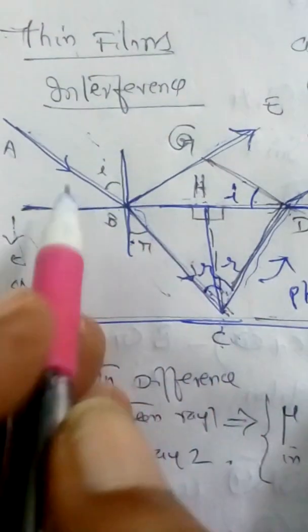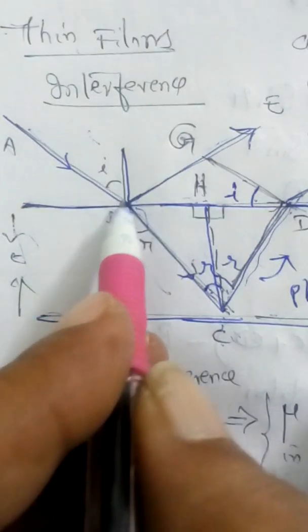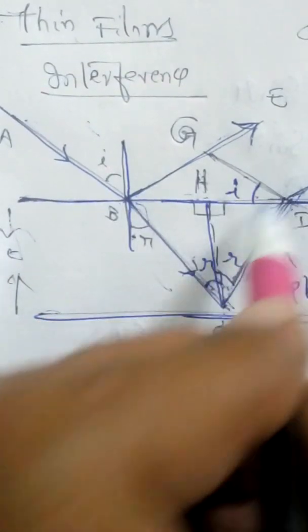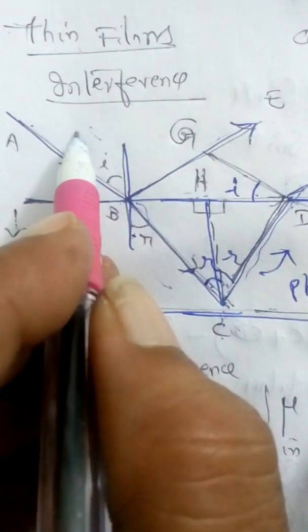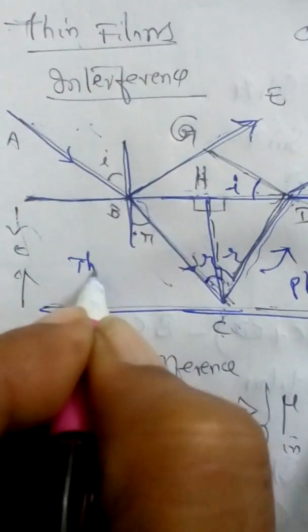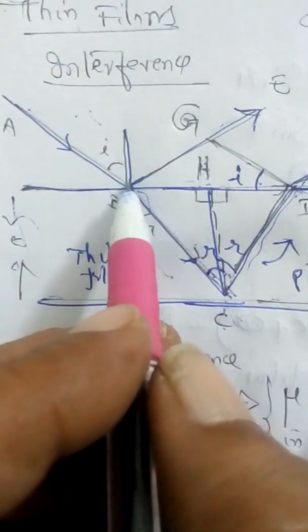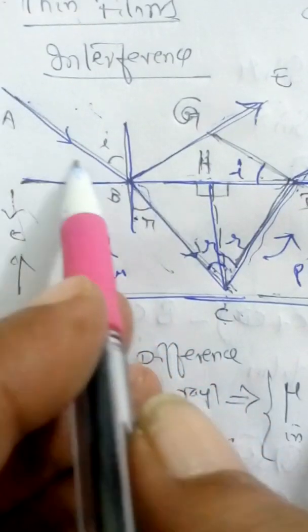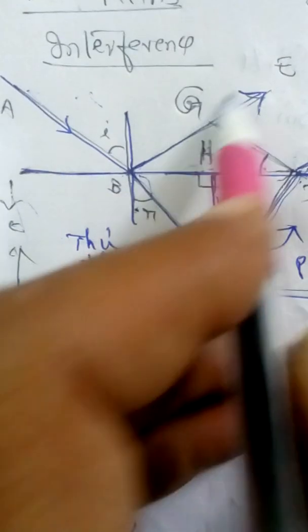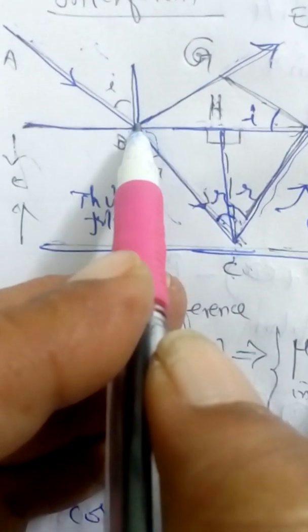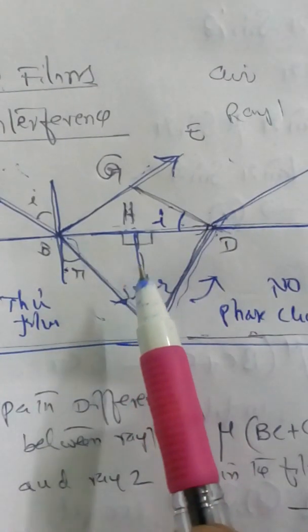If you see the diagram, at point B, reflection is occurring. Reflection is occurring from the upper surface of the thin film. Thin film is the denser medium, air is the rarer medium. Remember, this is thin film I said. Inside is the thin film. Compared to air, this is the denser medium. So therefore, light ray 1 goes through an extra phase change here. Pi is the phase change. So there is an addition at point B. Reflection is occurring from the upper surface of the thin film.